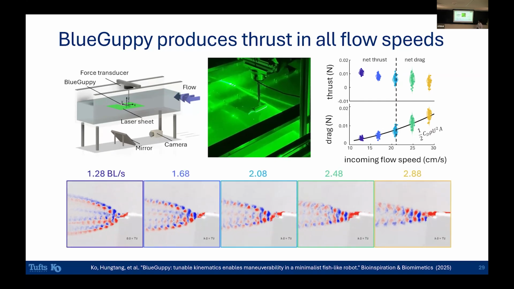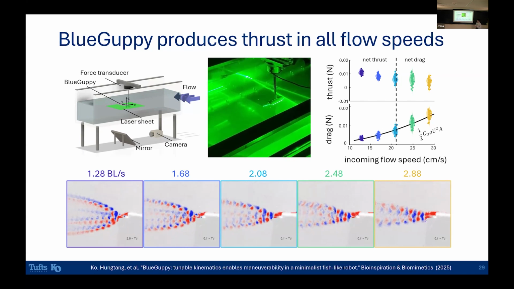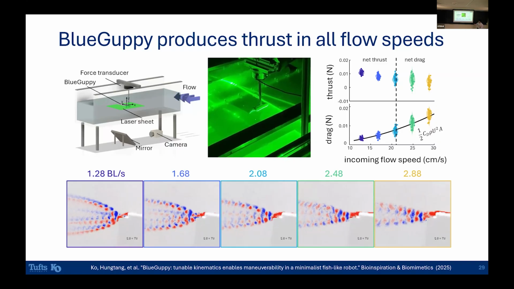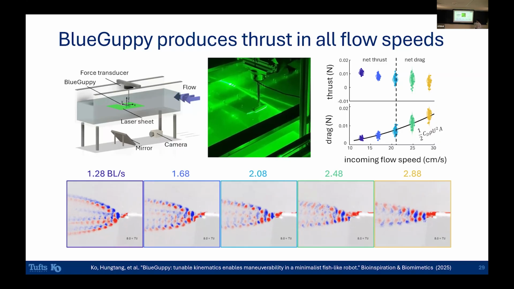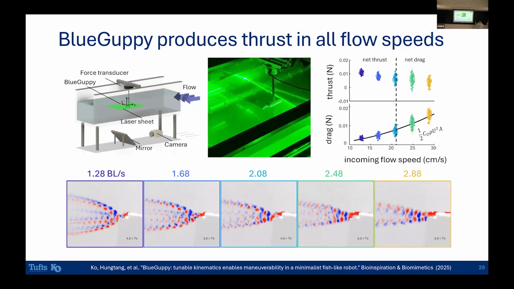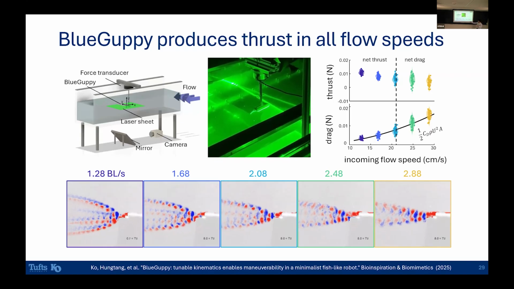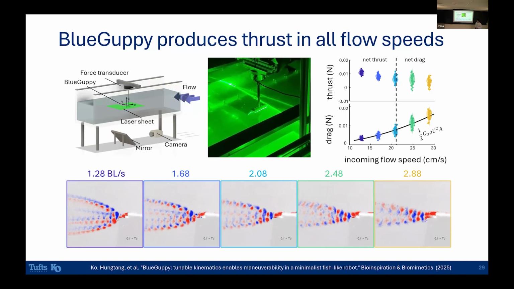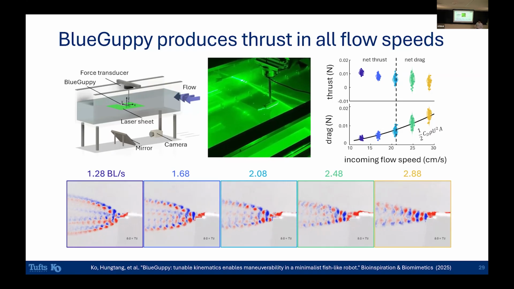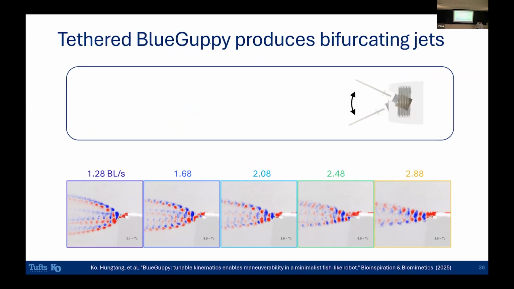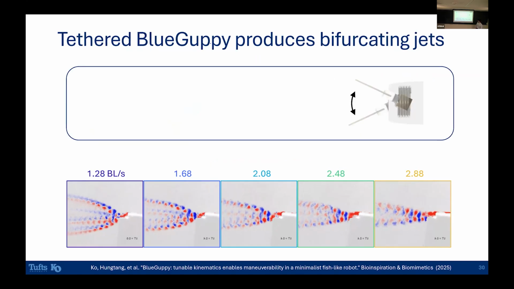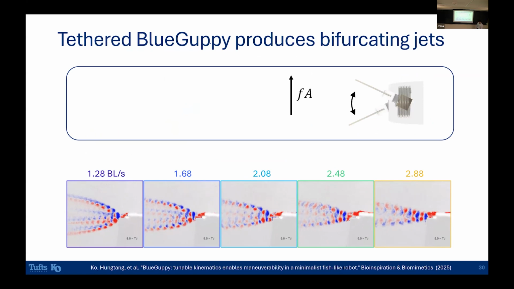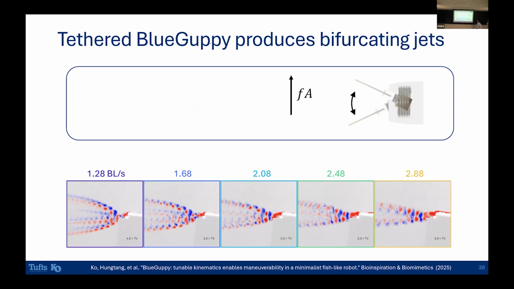We also did PIV, looking at the flow field generated by these fish. These are the vortices that are being shed, and blue and red are the different directions of the vortices. But you can immediately appreciate that in all these conditions, it generated these bifurcating jets, and the bifurcation and the angle of the jet decreases as the flow speed increases. There's a very easy model that we came up with that helps us understand why the jet angle decreases, and that's through just looking at the velocity scales in different directions.